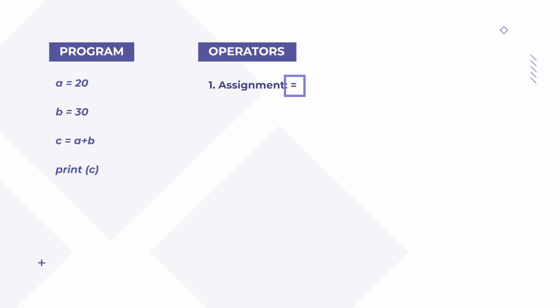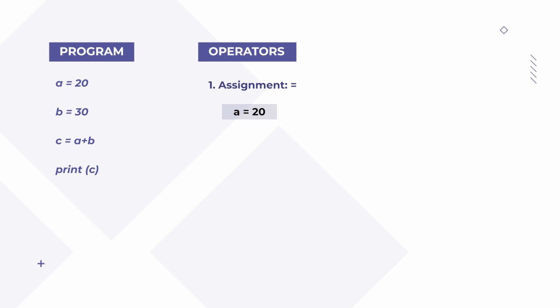So what does the assignment operator mean? The assignment operator will basically give an instruction to the computer to assign a value to something. If you look at this instruction here, we are using this assignment operator and we are asking the computer, Mr. Computer, assign 20 to A. So what will the computer do? It will assign 20 to A.